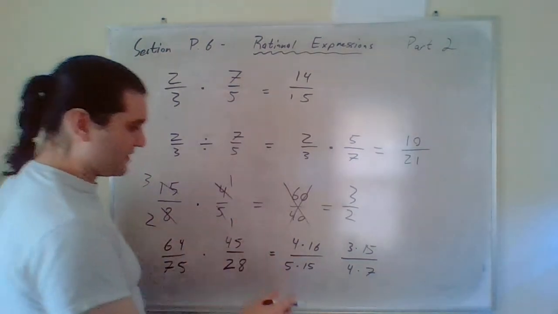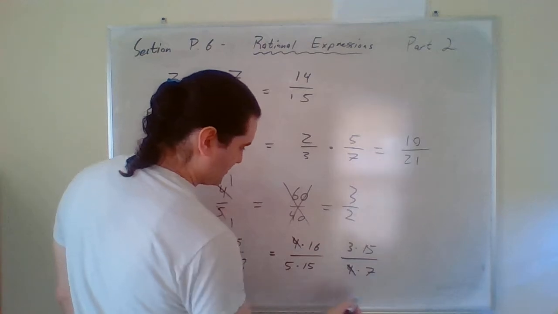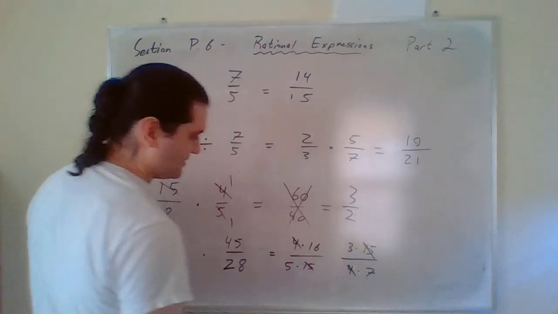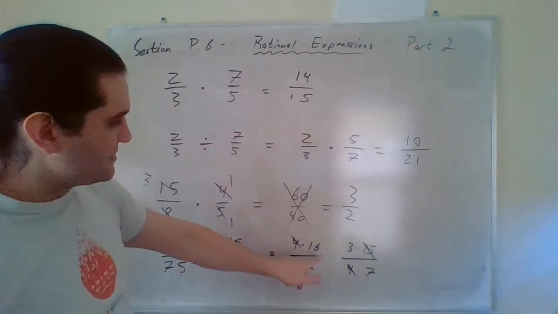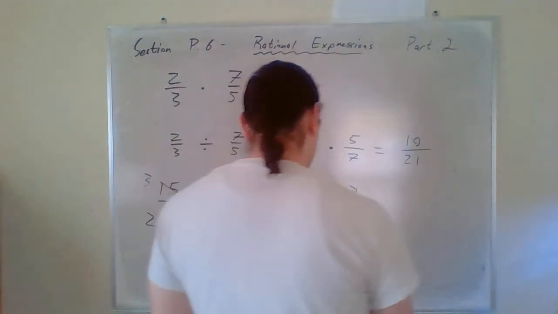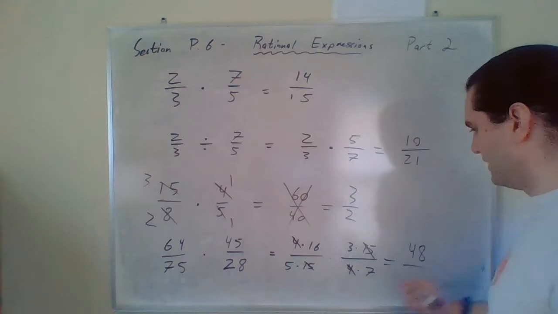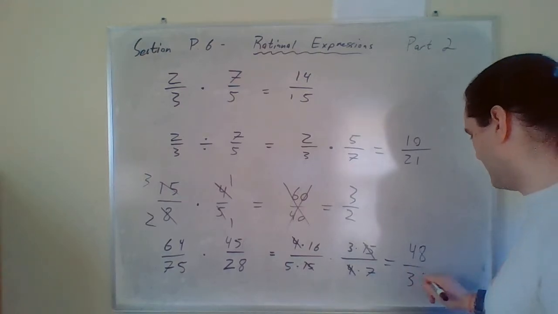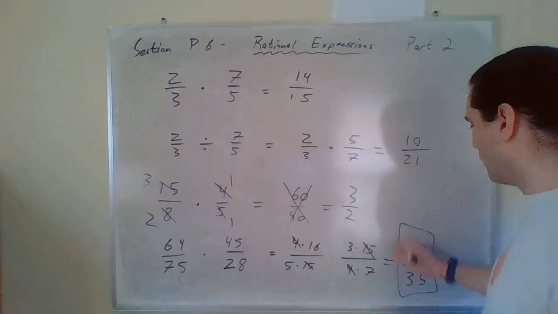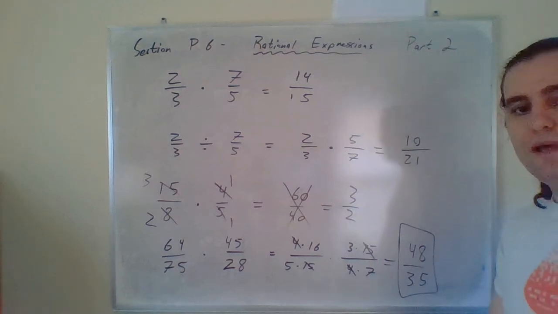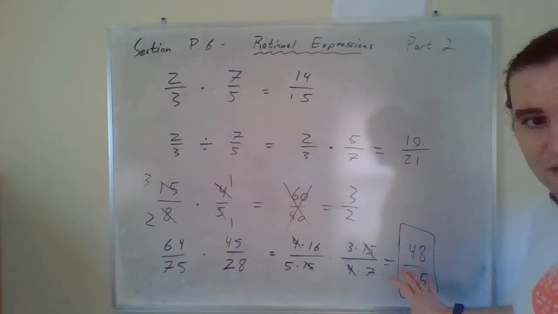So if you do it like this, we can cancel the 4s, we can cancel the 15s. Now all that's left is a 16 times 3. That's pretty straightforward. That's going to be a 48. And a 5 times 7 is a 35. And it's already simplified for us. This is the way.